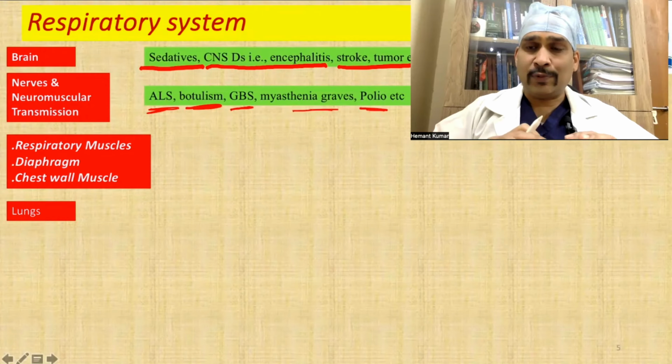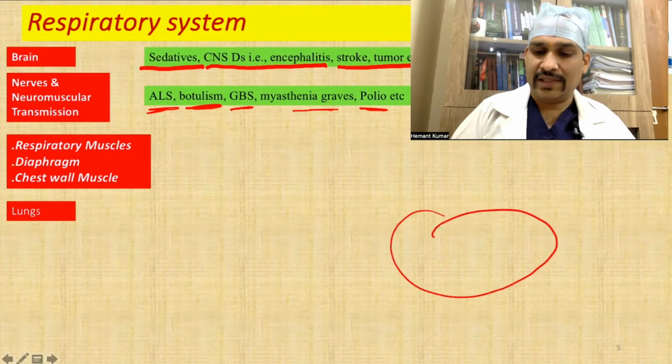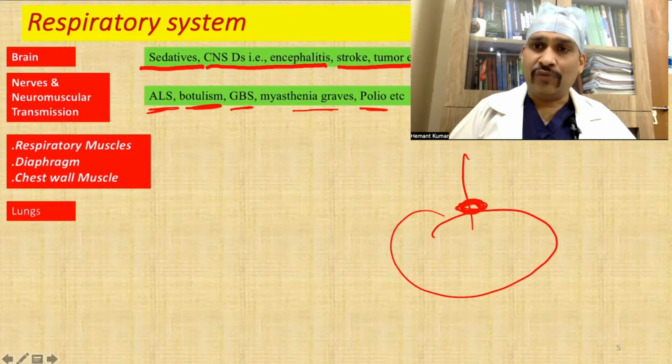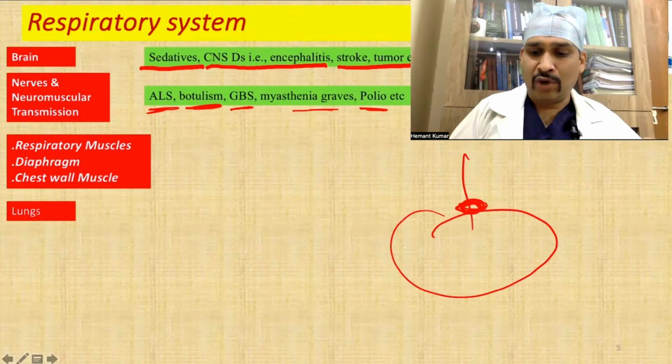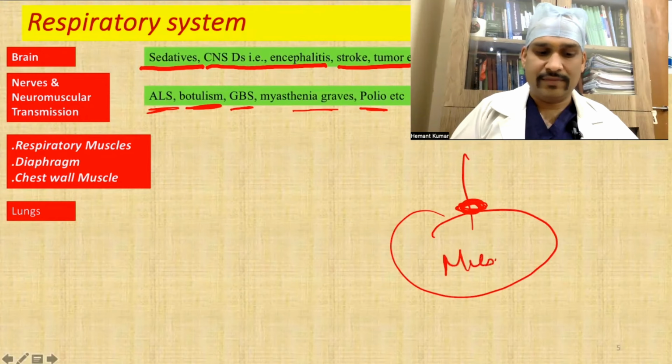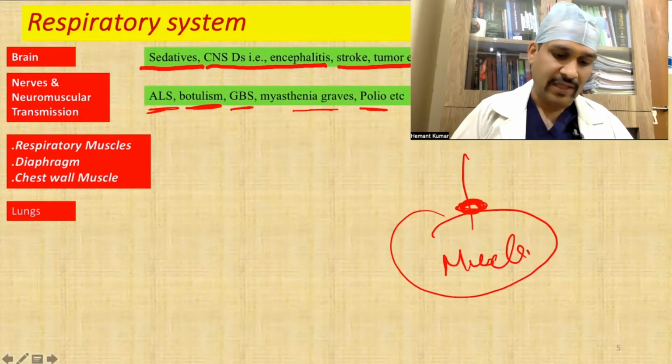In these, there is a problem at the neuromuscular junction. So this is the muscle and this is a neuron, and there is a problem in the neuromuscular junction. What happens is that the signal is coming from the brain but not reaching the muscle. So it causes ventilation failure.